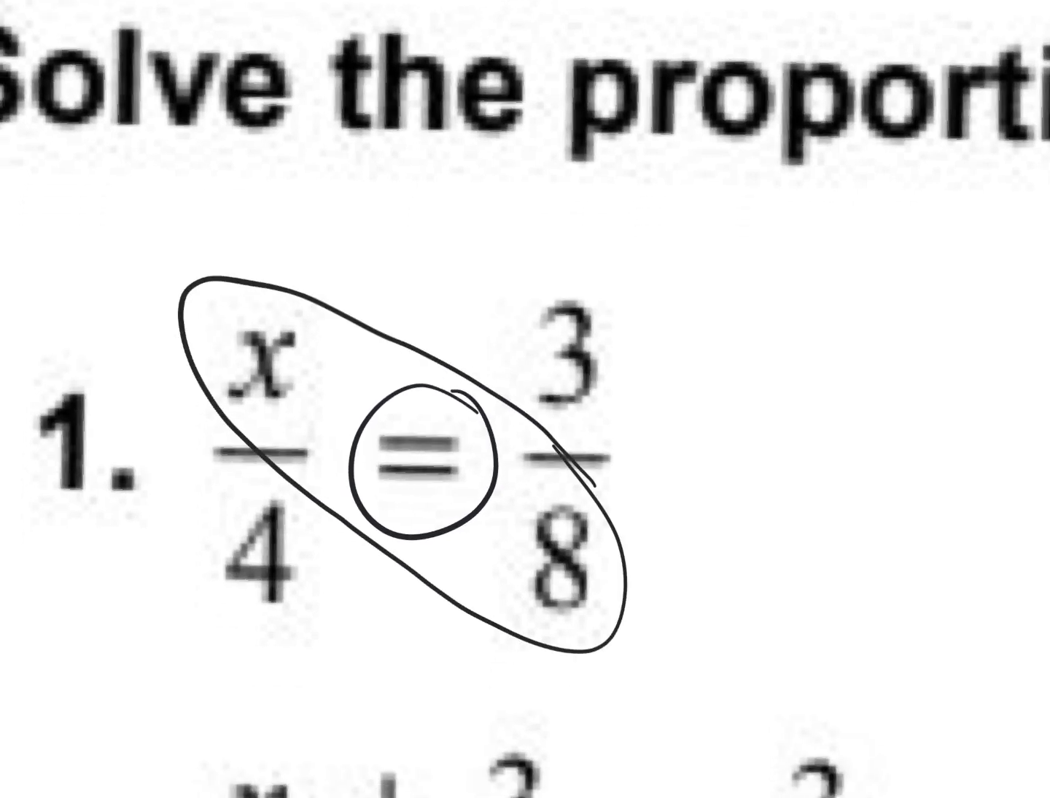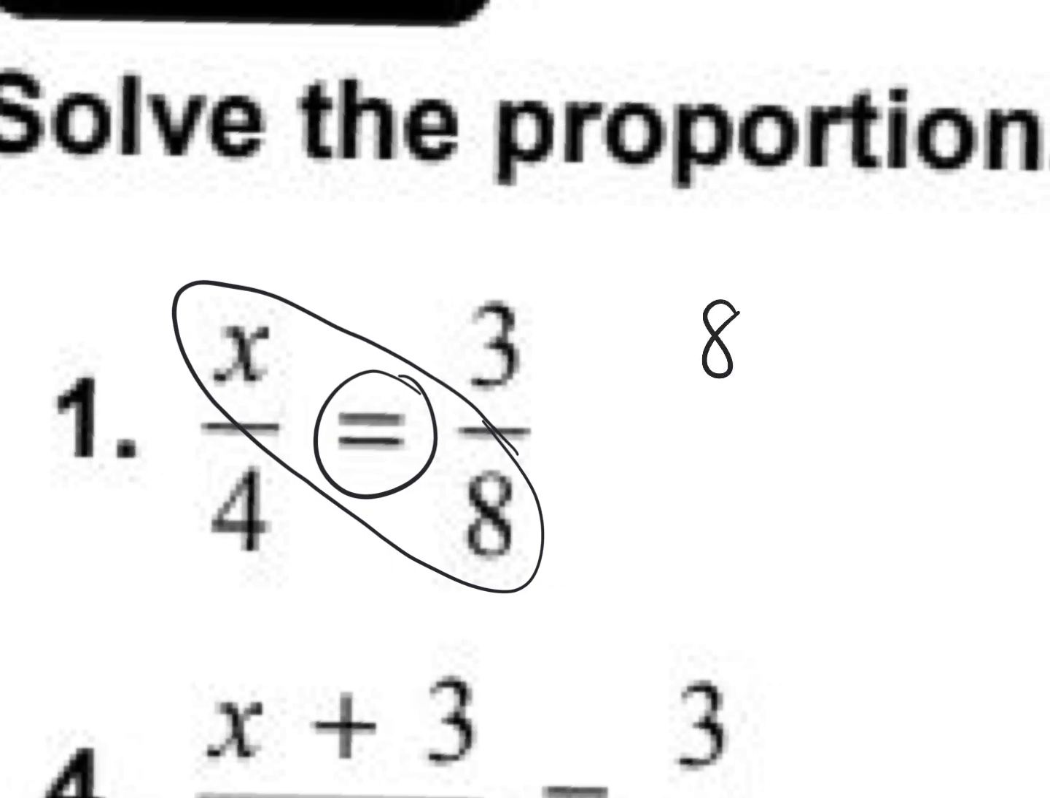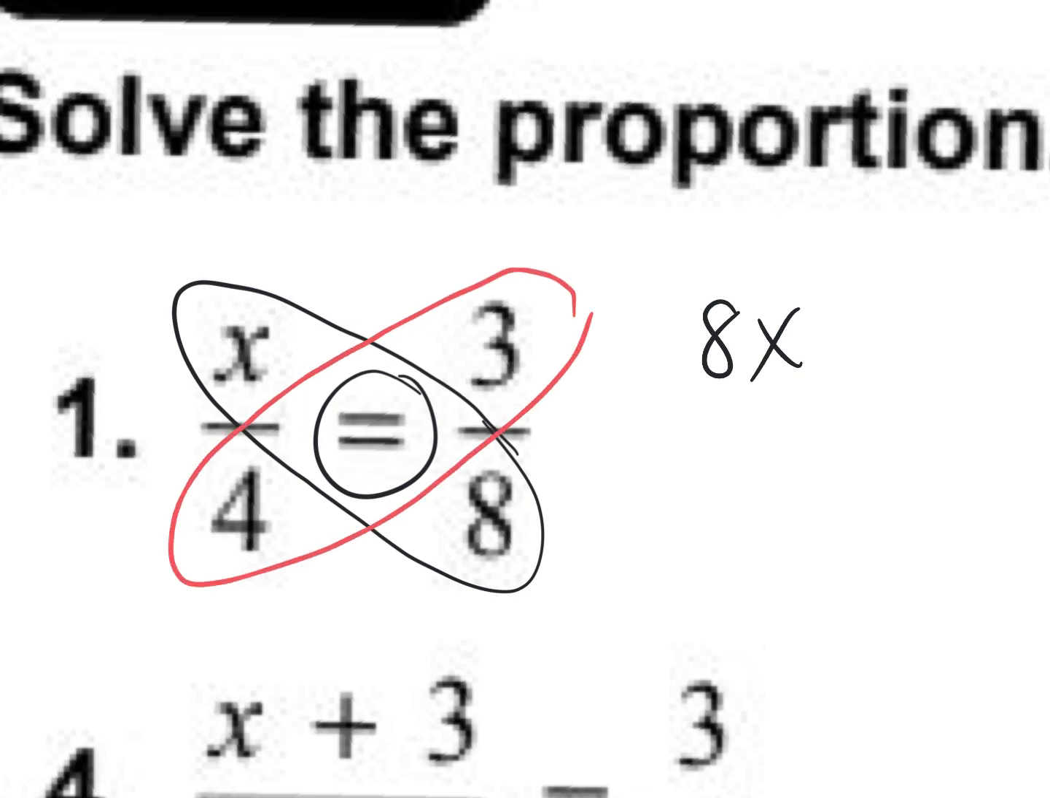Take the x and the 8 and multiply them. What do you get? 8x. That is going to be equal to whatever the other cross multiplication is. So take 3 times 4. What do you get? 12. So you have 8x equals 12.